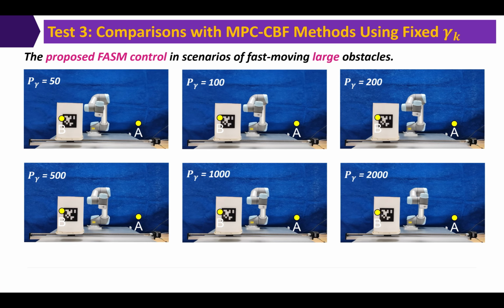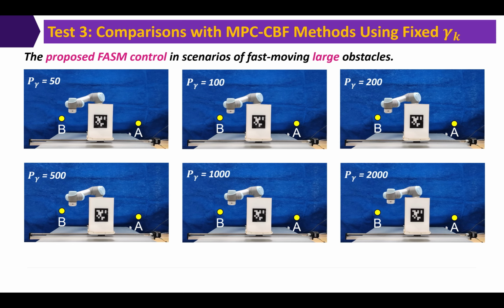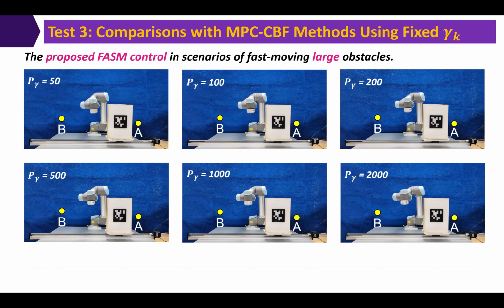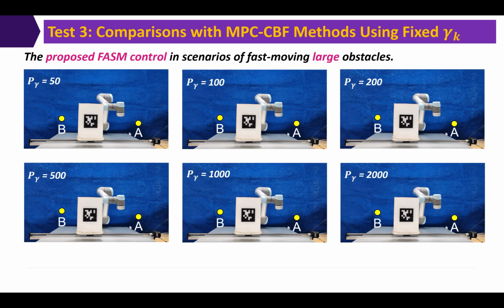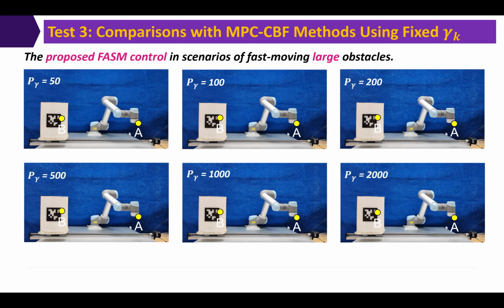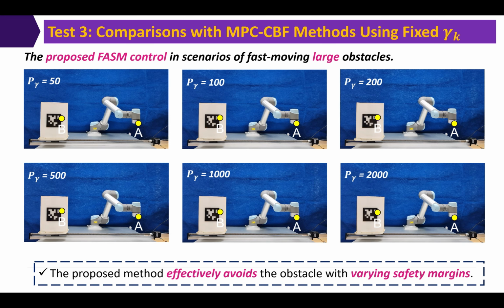Test 3. Comparisons with MPC CBF methods using fixed gamma k. In this section, we compare the performance of the FASM control with MPC CBF methods using fixed decay rates. As illustrated by the videos, the proposed FASM control effectively avoids the fast-moving large obstacle across different values of p-gamma, each corresponding to distinct safety margins.